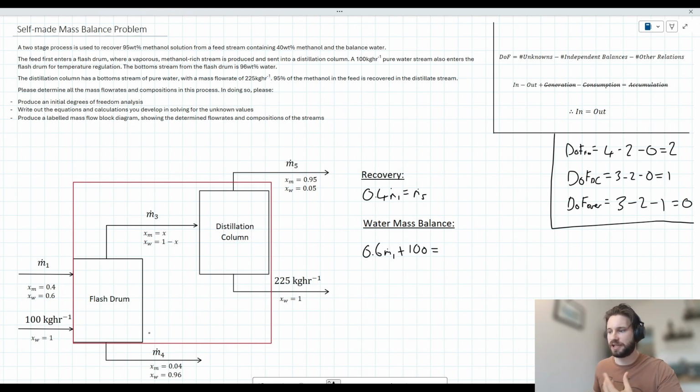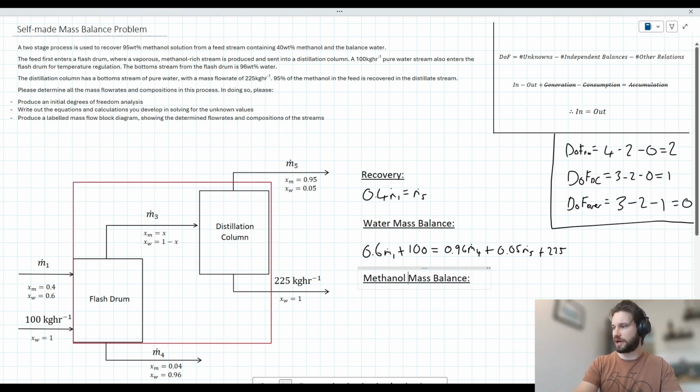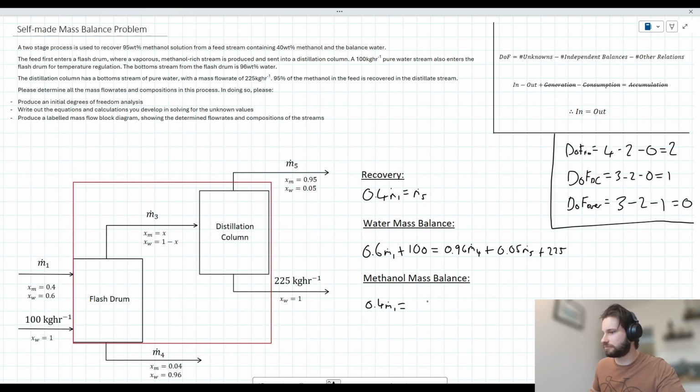So that's the water entering our system. How could we describe the water leaving our system? Well, we've got 96% of M4 here, plus 5% of M5 here, plus all of this 225 kilos in our stream here. So let's just write that down. Okay, let's move on to our methanol mass balance. Going into our system, it's just this 40% of M1. And leaving our system, we've got 4% of M4, 95% of M5, and nothing here. So let's write that down.